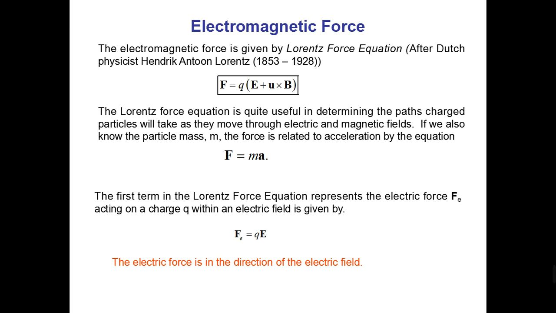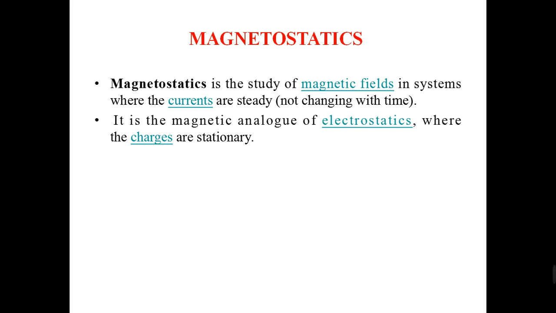The first term in the Lorentz force equation represents the electric force F acting on a charge q in an electric field, given by F is equal to small q into capital E. The electric force is in the direction of the field.